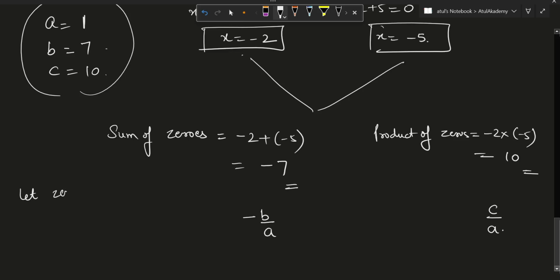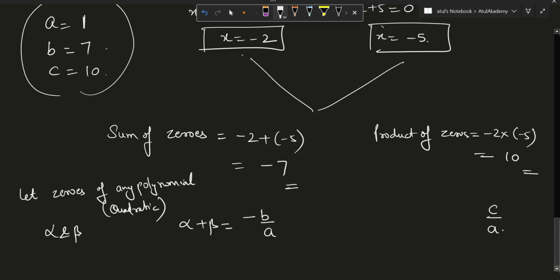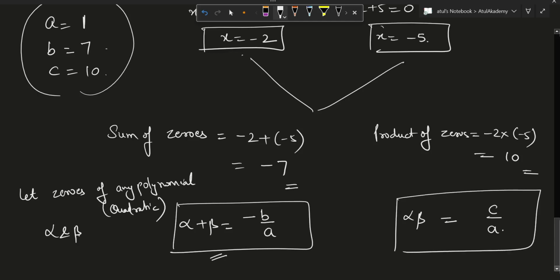Let the zeros of any polynomial, it has to be a quadratic only because I'm talking only about two zeros, be alpha and beta. So alpha plus beta is given by minus b by a, and alpha beta is given by c by a. The sum and the product: alpha plus beta, alpha beta. Clear? And we verified it also.